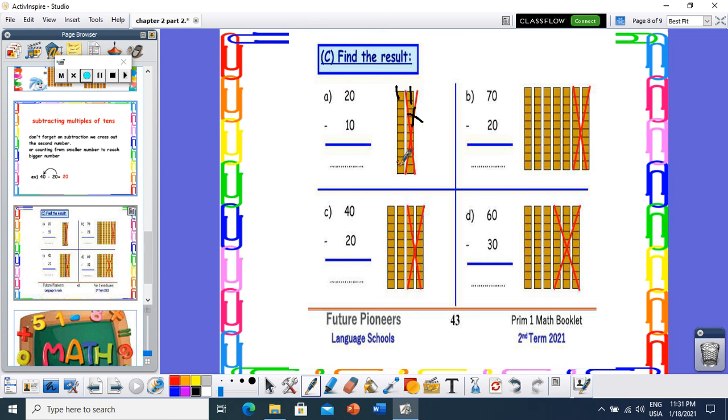So what did remain now? 1. 1 on the magical hand is what? 10. So 20 minus 10 equals what? Equals 10. Let's see another example.